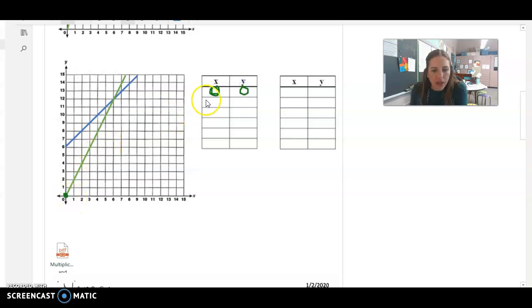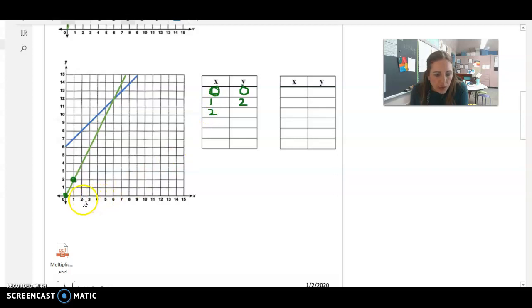Let's look and see what y is on the graph when x is 1. So I'm going to go to 1 on the x-axis and then go up to 2. And that's where it crosses the line. So I'm going to say when x is 1, y is 2, according to the graph. Okay, so let's keep moving on.